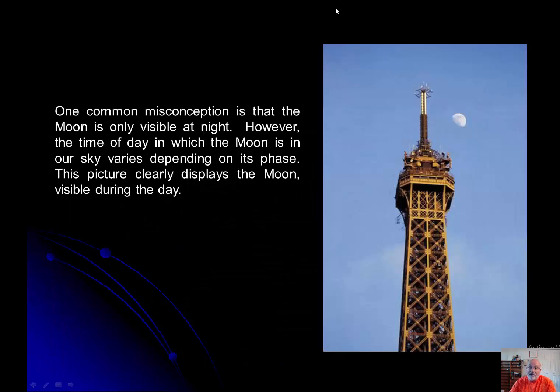One common misconception is that the moon is only visible at night. There is the Eiffel Tower in Paris, and you can see we actually have a moon sitting up in the sky, and this is a little bit more than a half or a quarter moon. This is approaching the gibbous. The right side is lit up, so this is a waxing gibbous. You can sort of make out the man in the moon in this picture as well.